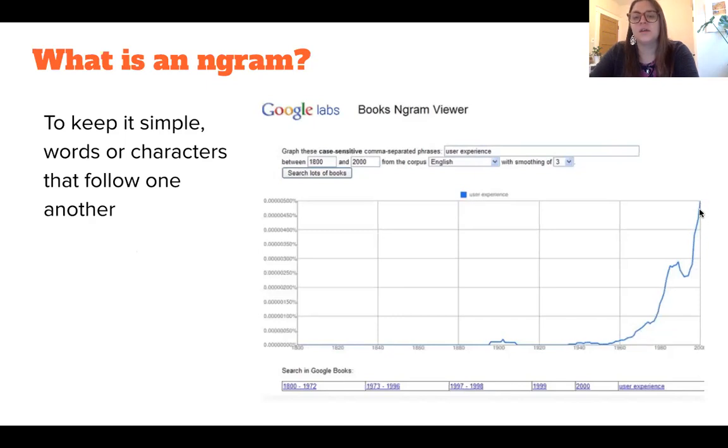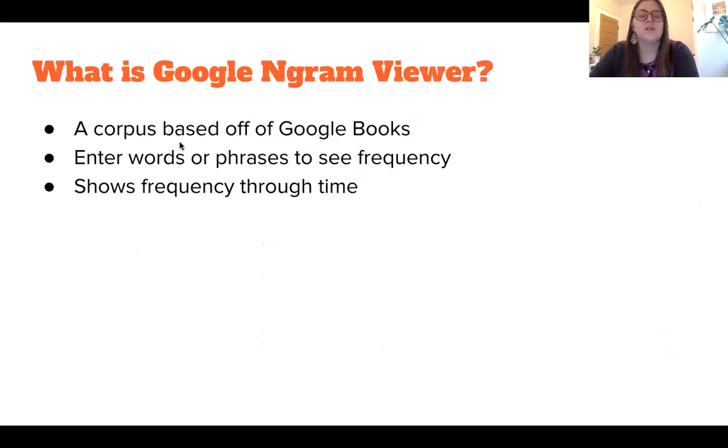Okay, and you'll see contemporary English, it's more frequent. So it's kind of like a corpus based off of Google Books. The database it uses is Google Books. You enter words or phrases to see frequency, how often they're used through the Google Books database. And one cool feature too is it does show frequency through time.